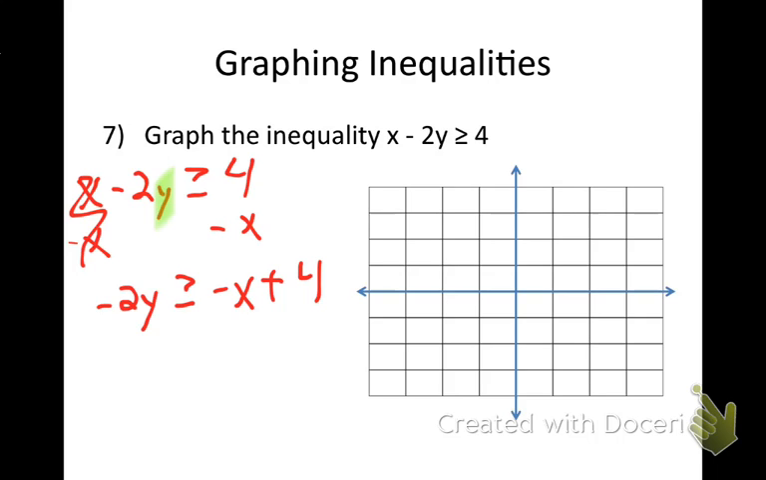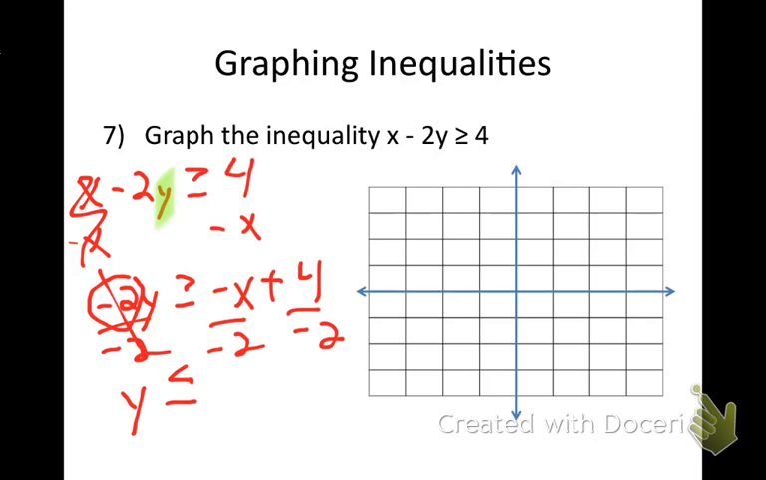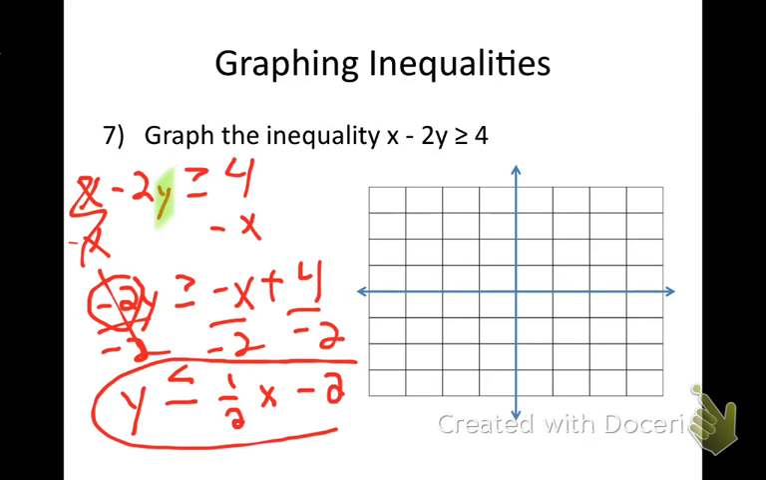Now there's one detail I need to remember here. What do I need to do next? Cassie, what do I want to do next? Yes, I want to do what to both sides first? Divide by negative 2. And because I'm dividing by this negative, I need to flip my inequality symbol around. Just the same when we solve inequalities. Okay, now I get positive 1/2 x minus 2. Now I can graph it. It's in that slope-intercept form.